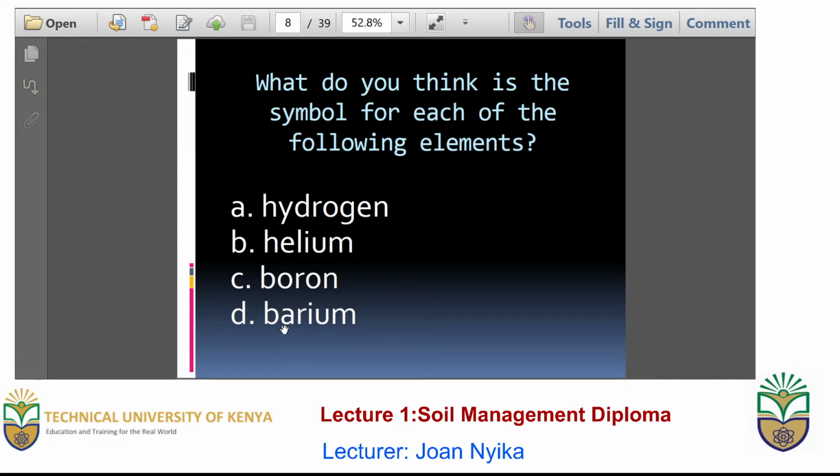In the case of boron and barium, you will see it is the same case as hydrogen, since boron, the symbol is B, while that of barium is Ba.